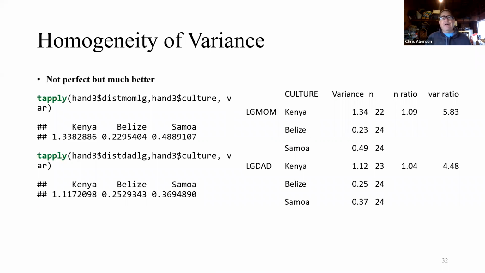All right, homogeneity of variance. I ran these on the transformed variables, and you can see the new ratios here. The n's are basically equivalent, and then the variances, we didn't get them below 4-1, but we got them a lot better than over 100-1 as we had before.